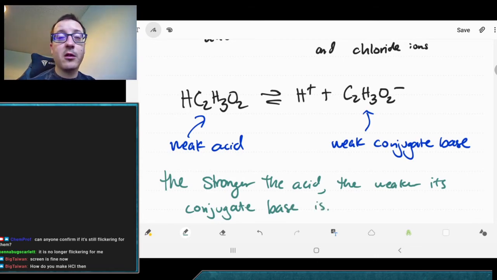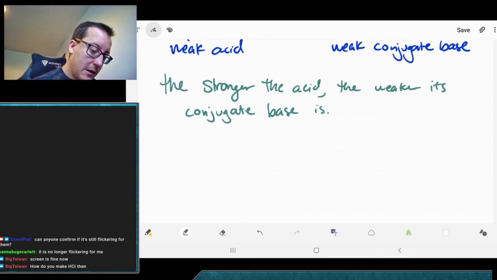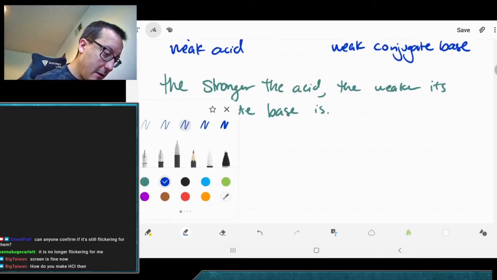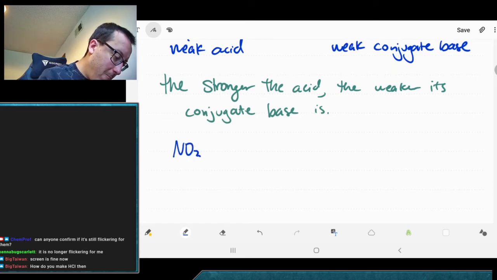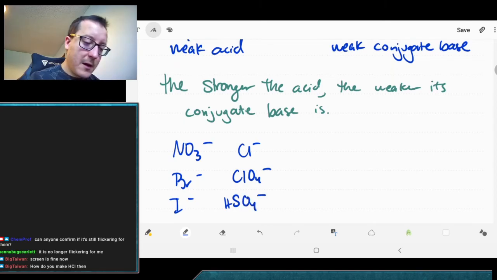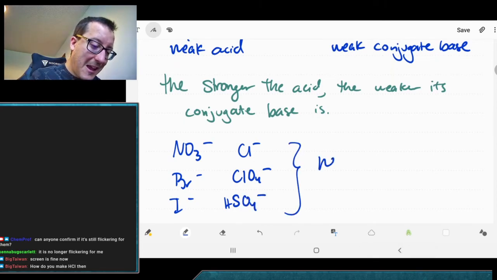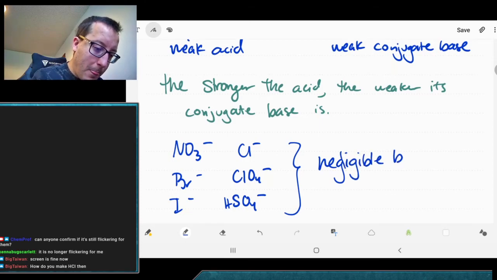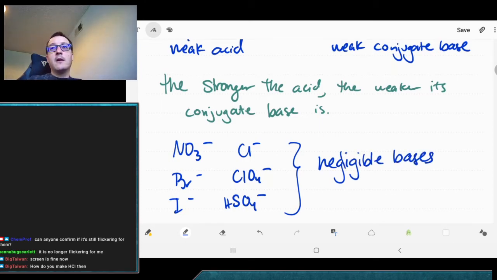And vice versa. The stronger your base is, the weaker your conjugate acid is going to be. We're going to see that the ones that we looked at, these are all negligible bases.